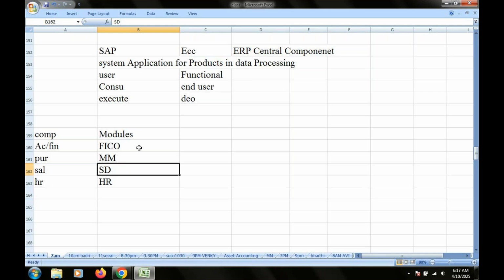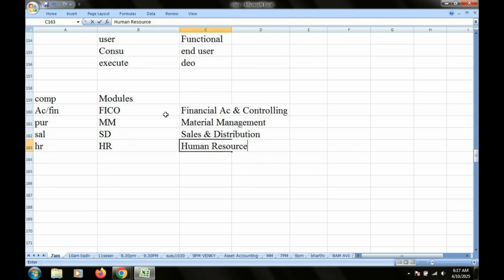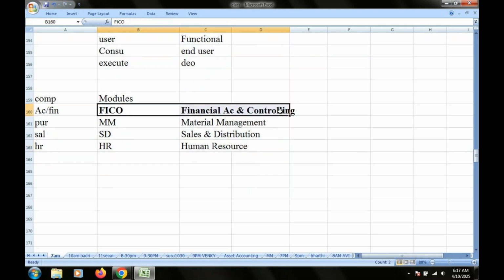So what is the full form of FICO? FICO stands for Financial Accounting and Controlling. MM stands for Material Management. SD stands for Sales and Distribution. And HR stands for Human Resources. Out of all these, today we are going to discuss the basics of FICO, the module we are picking.